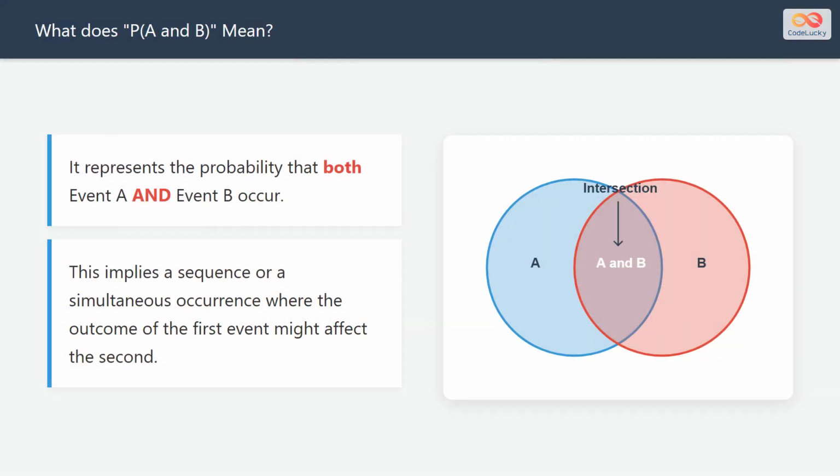First, let's clarify what we mean by A and B. This notation represents the intersection of two events. We are looking for the probability that both event A and event B occur. This usually implies a sequence where one thing happens and then another thing happens, or they happen simultaneously.